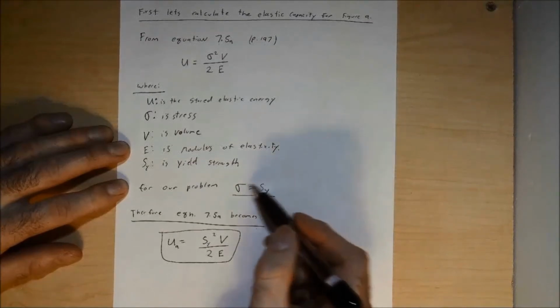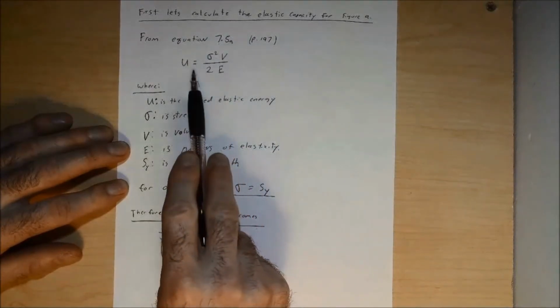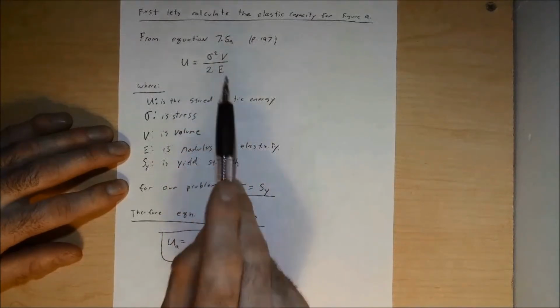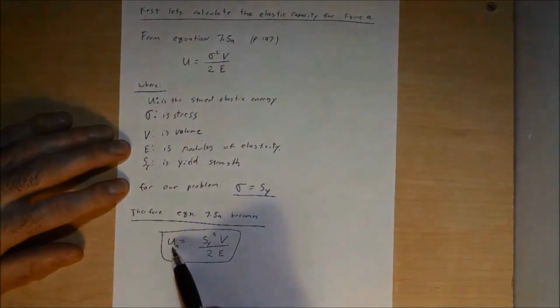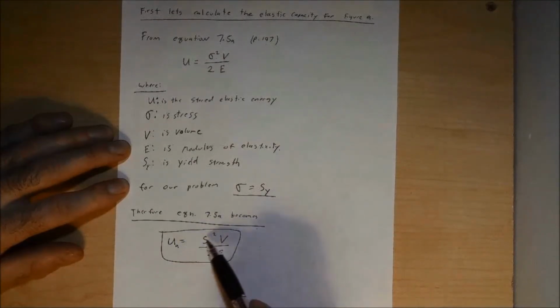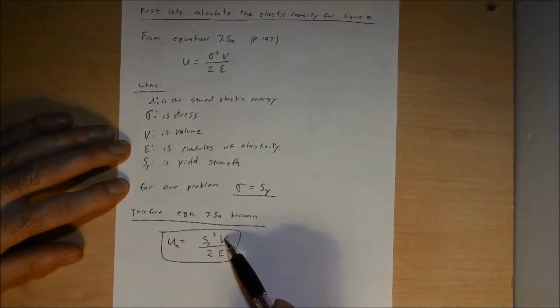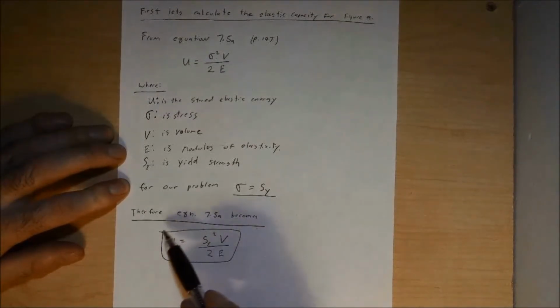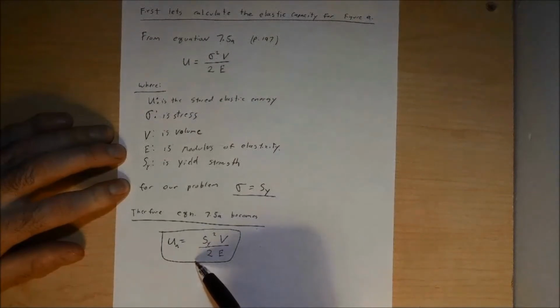So we're going to want to plug this relationship back into the general form of equation 7.5a in order to solve for our specific problem for part A. So we do this here. We say, okay, now our stored elastic energy U of A for rod A is equal to, instead of sigma squared, S of Y, or yield strength squared, times V, which again is our volume, divided by 2 times E, which again is our modulus of elasticity. So this now gives us a specific equation that solves for the stored elastic energy in rod A of uniform diameter.